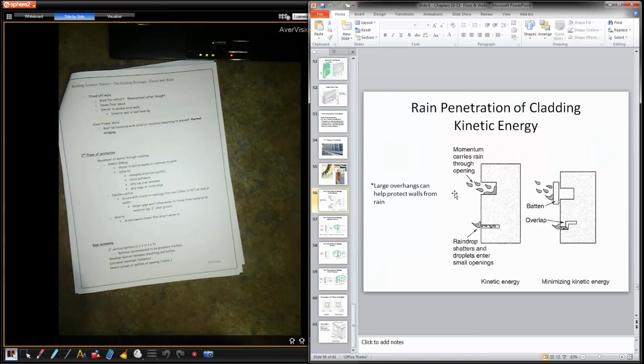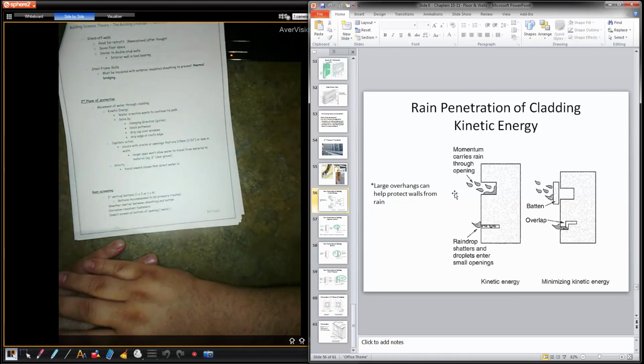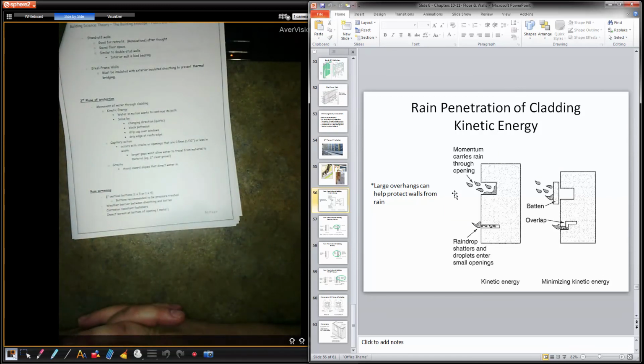Okay. Looking at, make sure we got all this covered. So kinetic energy. So movement of water through cladding is basically what that is, right? So kinetic energy is water in motion and wants to continue in its path. Those basically water moving. So we want to try and stop that water from moving.